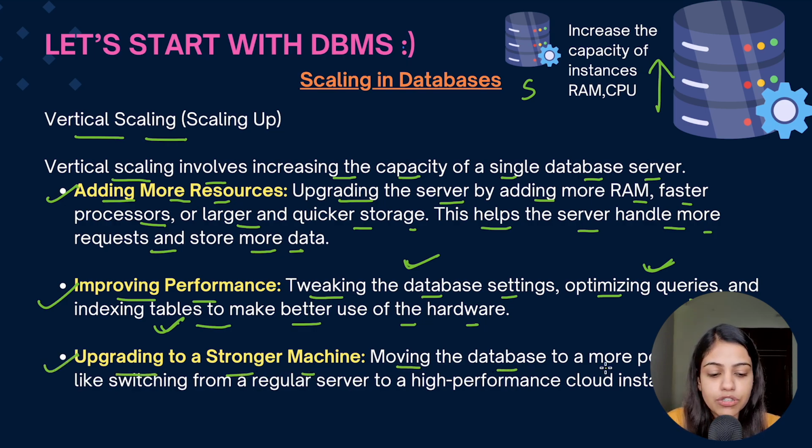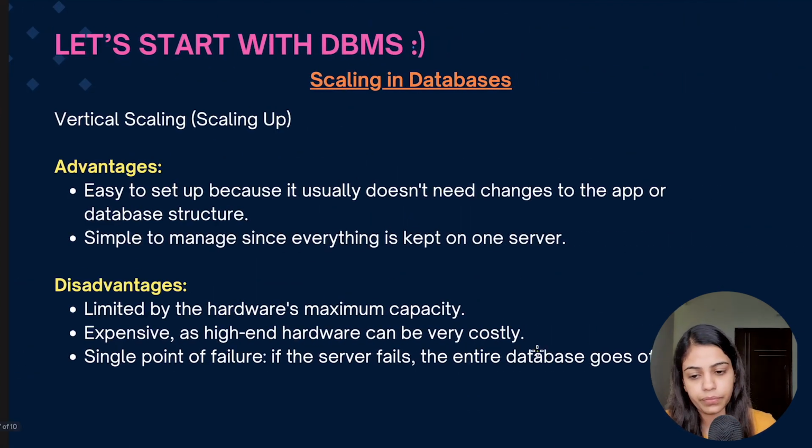Now coming to the third point, that is upgrading to a stronger machine: moving the database to a more powerful server, like switching from a regular server to a high performance cloud instance. Whenever we switch to a high performance cloud instance, we can do vertical scaling and get our data very quickly.